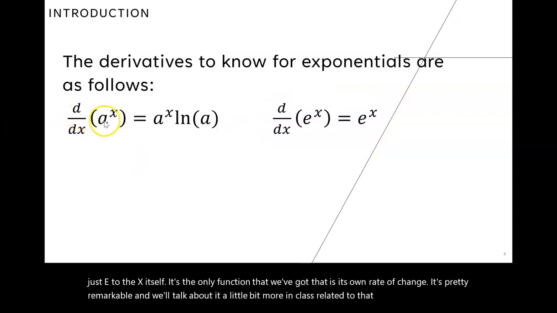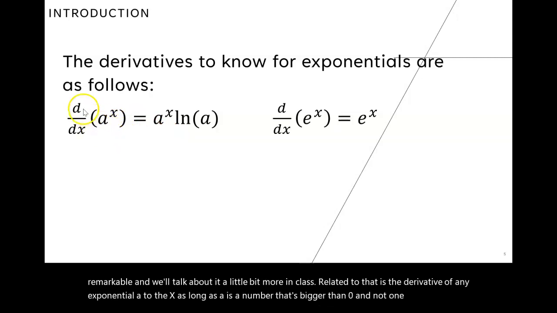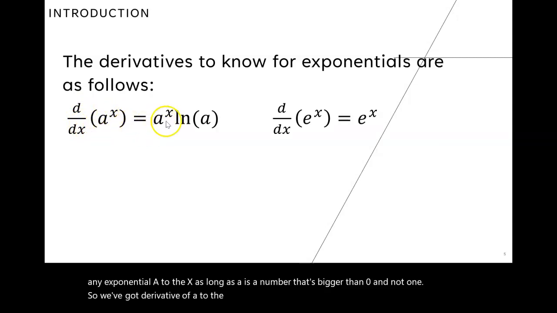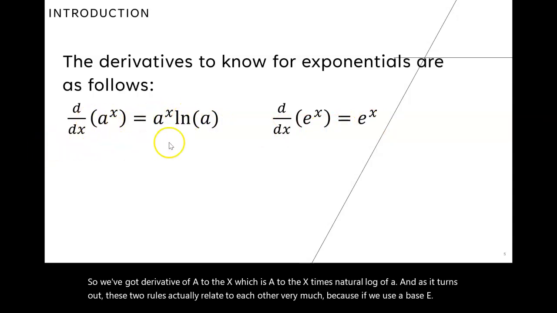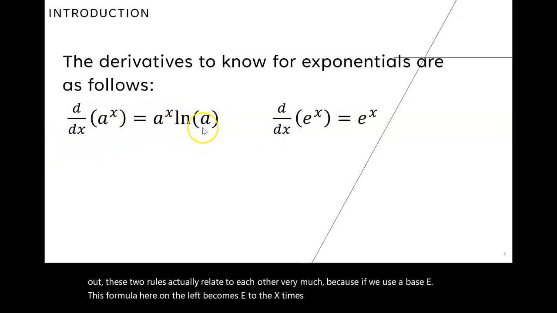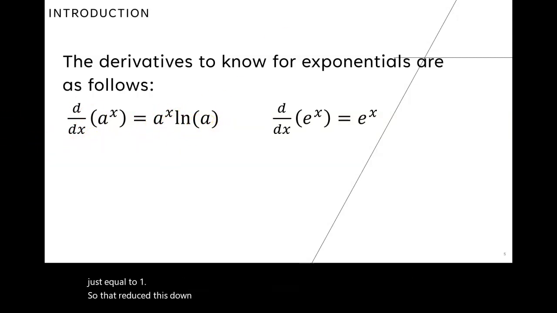Related to that is the derivative of any exponential, a to the x, as long as a is a number that's bigger than 0 and not 1. So we've got the derivative of a to the x, which is a to the x times natural log of a. And as it turns out, these two rules actually relate to each other very much, because if we use a base e, this formula here on the left becomes e to the x times natural log of e, and natural log of e is just equal to 1. So it reduces down to e to the x. So basically what I'm getting at is this is the one major formula right here, and the formula on the right is a specialized version of that.